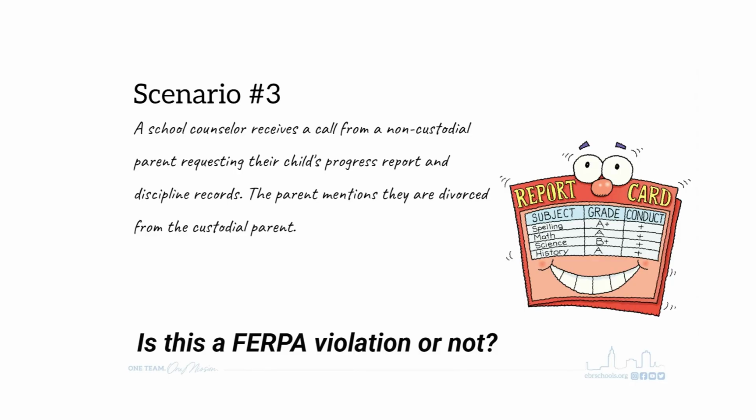FERPA generally gives both natural parents equal rights to access their child's educational records, unless the school has been provided with a court order explicitly revoking or limiting these rights. The non-custodial parent does not need the custodial parent's permission to access these records. The school counselor should verify the caller's identity and, assuming no court order to the contrary exists, provide the parent access to the requested information.